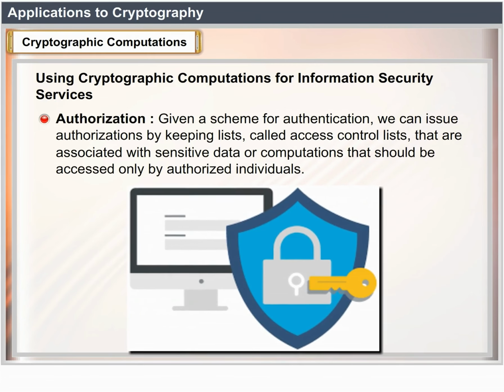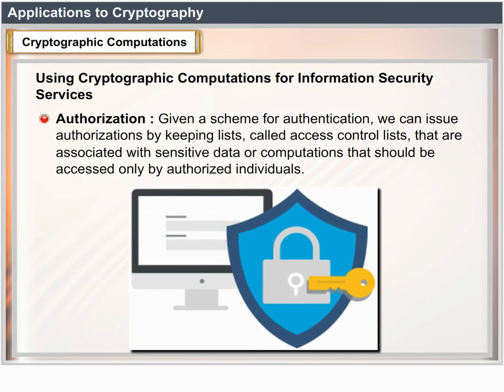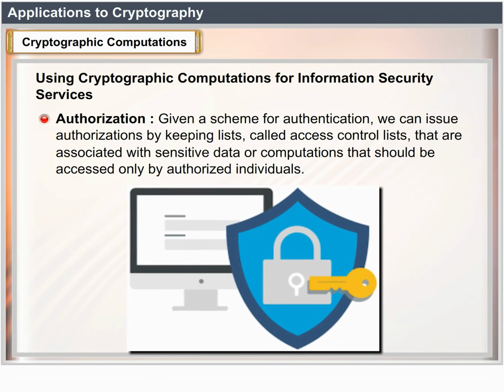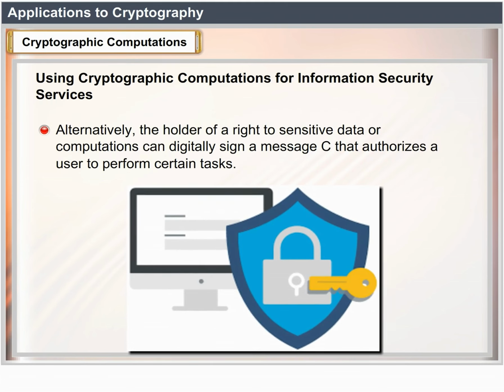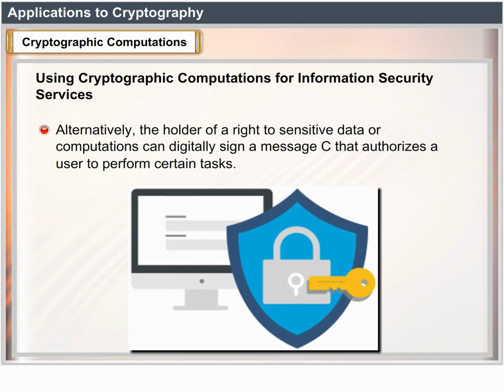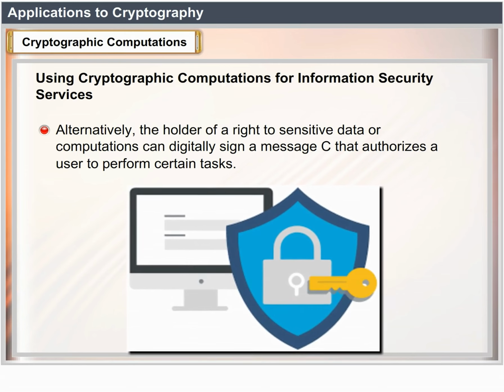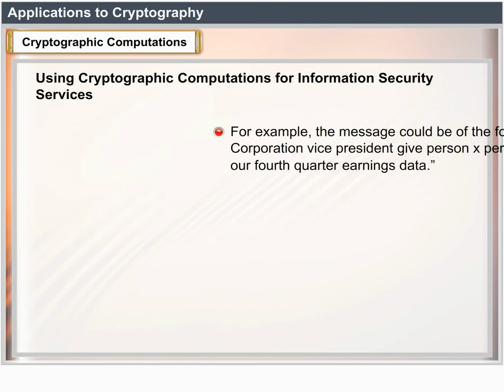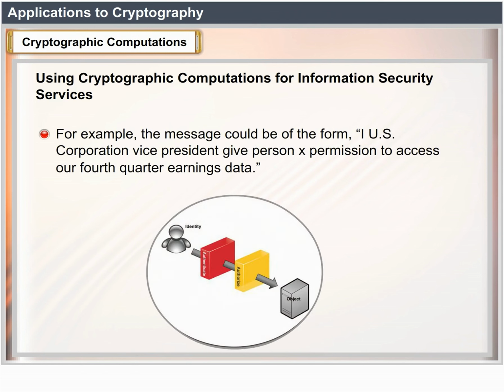Authorization. Given a scheme for authentication, we can issue authorizations by keeping lists called access control lists that are associated with sensitive data or computations that should be accessed only by authorized individuals. Alternatively, the holder of a right to sensitive data or computations can digitally sign a message C that authorizes a user to perform certain tasks. For example, the message would be of the form, "I, US Corporation Vice President, give person X permission to access our fourth quarter earnings data."